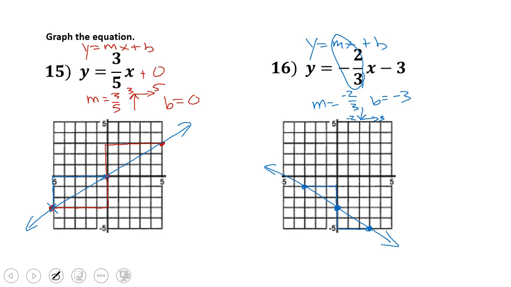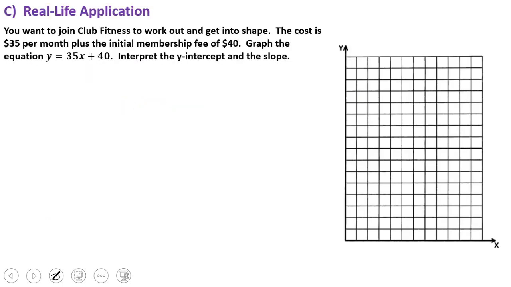Ladies and gentlemen, let's put all of this to work on a real life situation so we can start understanding some of this. It says you want to join Club Fitness to work out and get into shape. The cost is $35 per month plus the initial membership fee of $40. Graph the equation y equals 35x plus 40. Interpret the y-intercept and the slope.